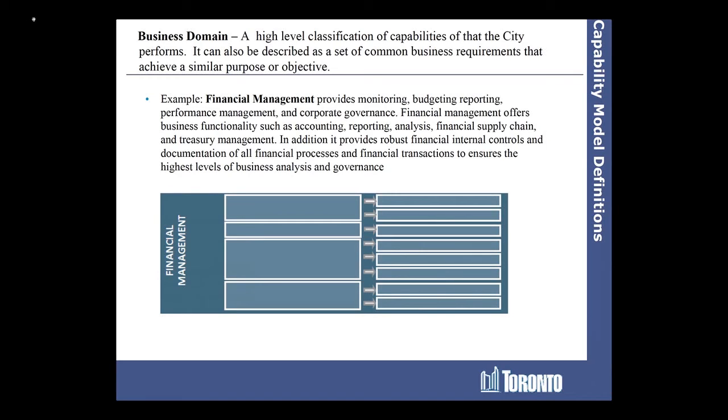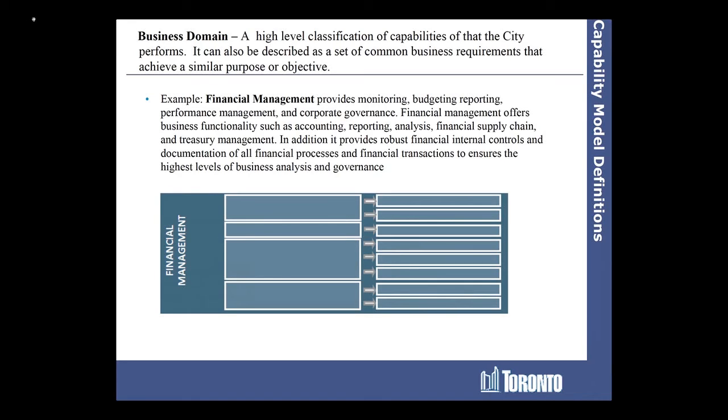The first big box in this slide, you'll see financial management down the left-hand side, is what we call the business domain. So it's a high-level classification of capabilities that the city performs. And it can also be described as a common set of business requirements that achieve a similar purpose or objective.